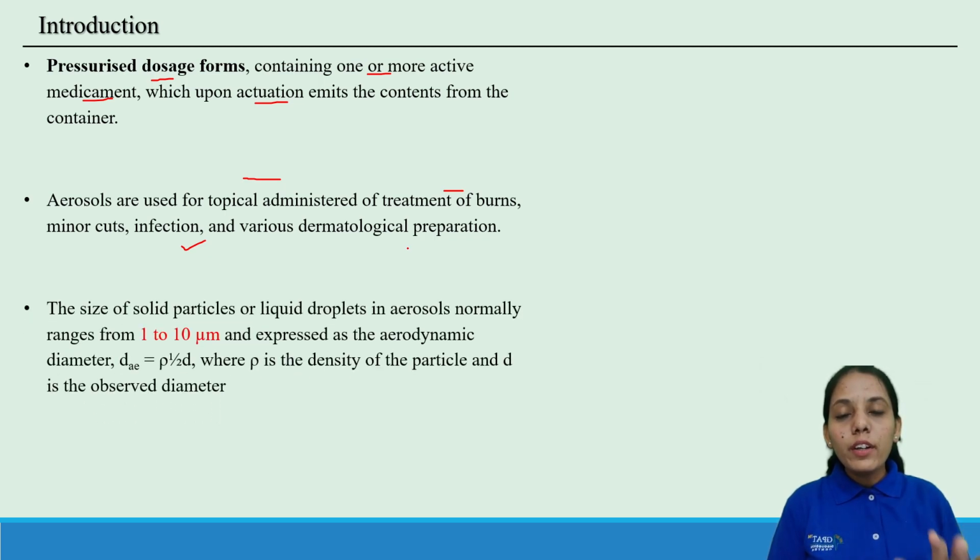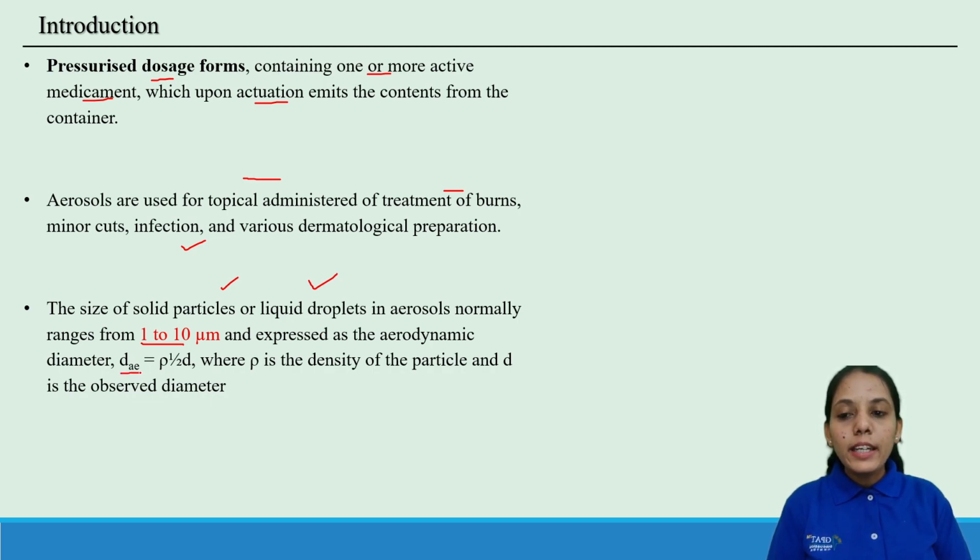Next, very important is the particle size of these aerosol materials. So the size of solid particles or liquid droplets in aerosols normally ranges from, remember this, 1 to 10 micrometer. 1 to 10 micrometer, generally the particle size will range. And it is expressed as the aerodynamic diameter.